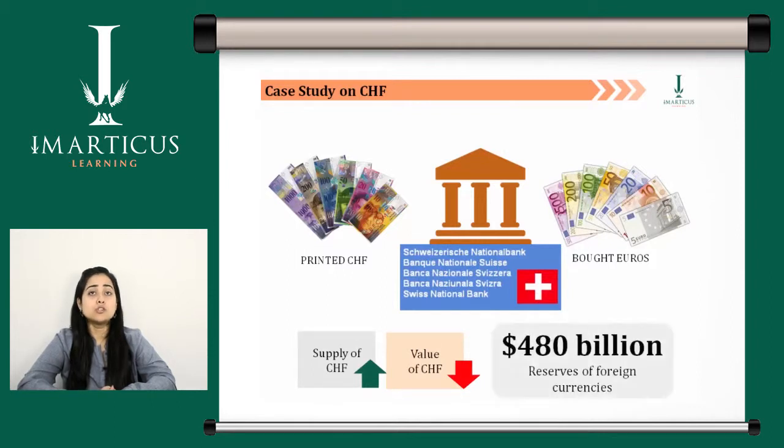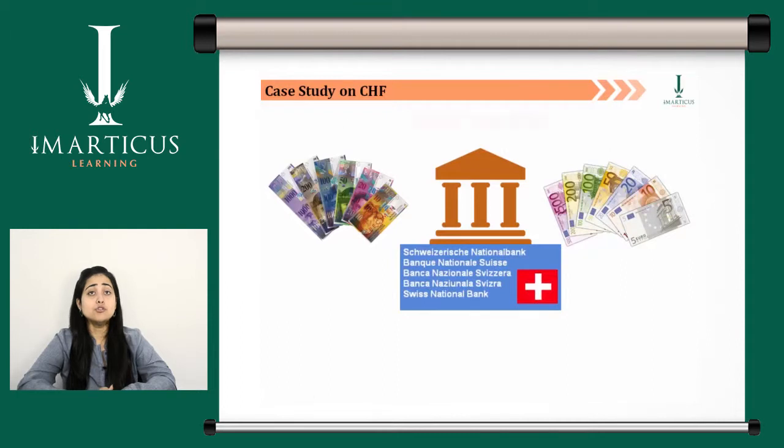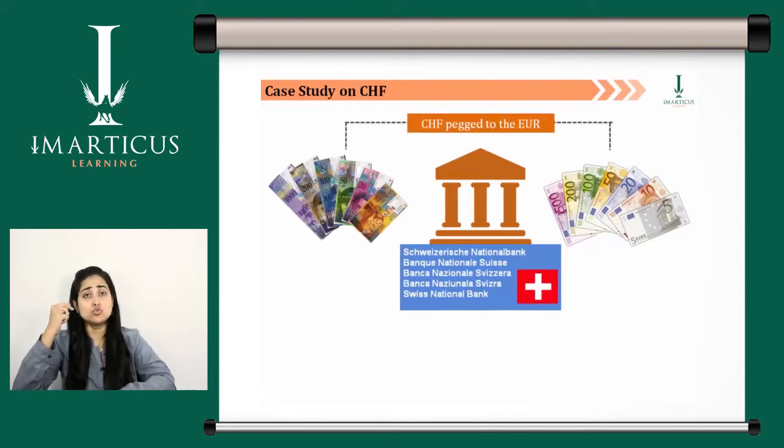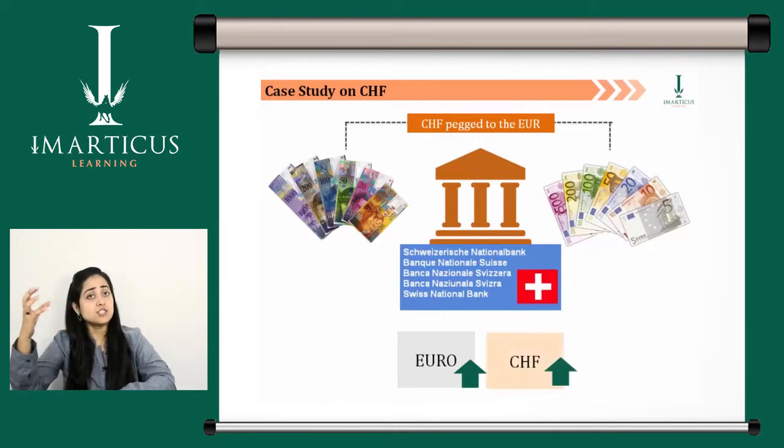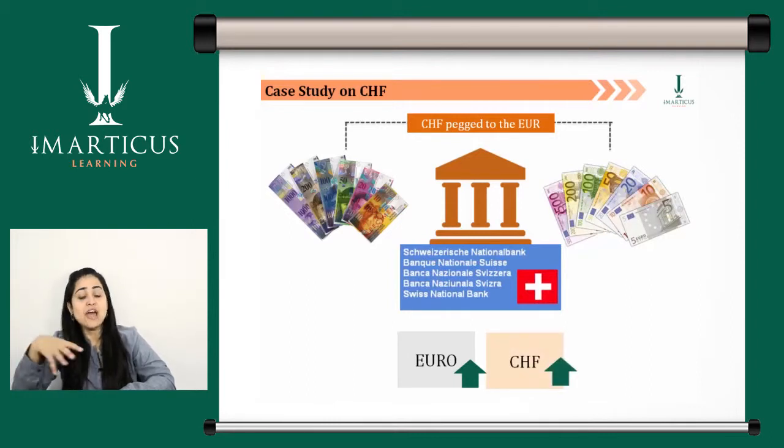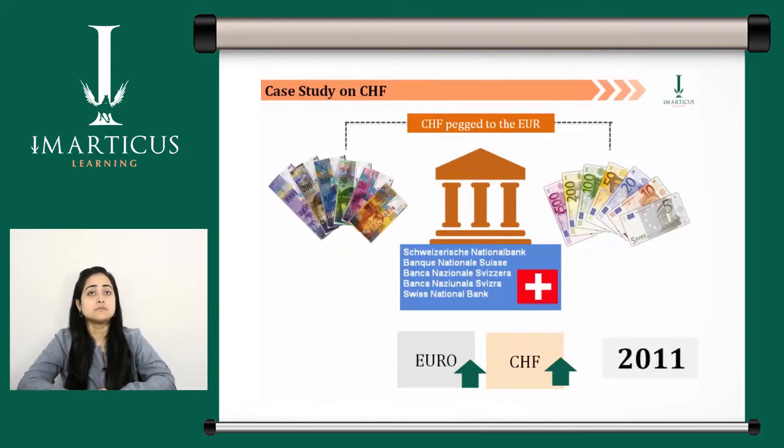The reserves swelled to around $480 billion worth of foreign currencies, euros in particular. A huge reserve primarily focused on euro led the SNB to peg itself to the euro exchange rate. This means that if the euro appreciates against global currencies, CHF would also appreciate and vice versa. This was implemented in the year 2011.